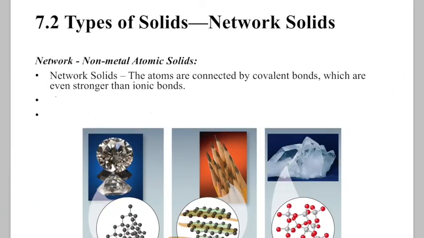When we're talking about network atomic solids, we're talking about a single type of atom, and these atoms are covalently bound to one another. This makes these bonds even stronger than ionic bonds. Very strong. They also have very high melting points for that reason as well.